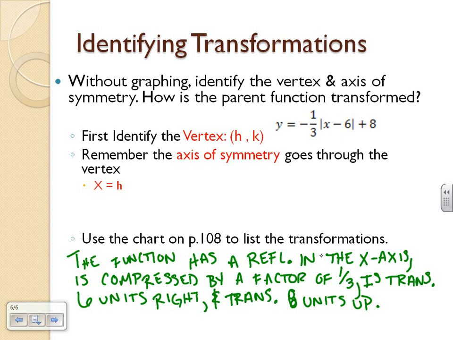The function has a reflection in the x-axis, is compressed by a factor of 1/3, is translated 6 units right, and translated 8 units up. You may abbreviate, but do not be lazy and make a list. It needs to be written as a complete sentence. And then you also need to have on there your vertex, which is at 6, 8, and your axis of symmetry, which is x equals 6. So in a question like this, I would expect to see the vertex, the axis of symmetry, and a sentence describing the transformations.